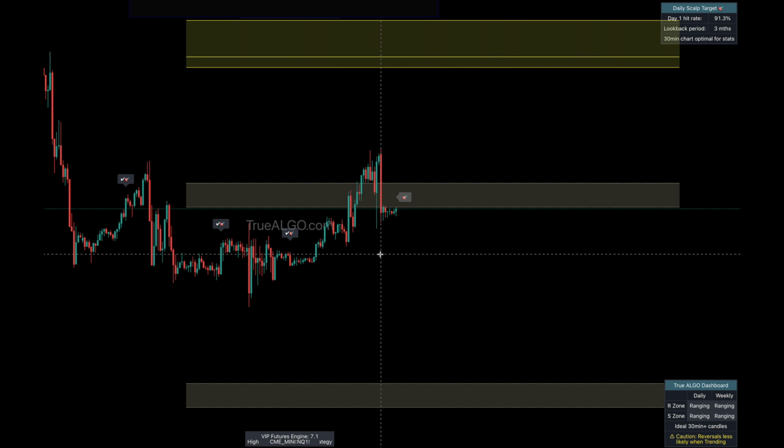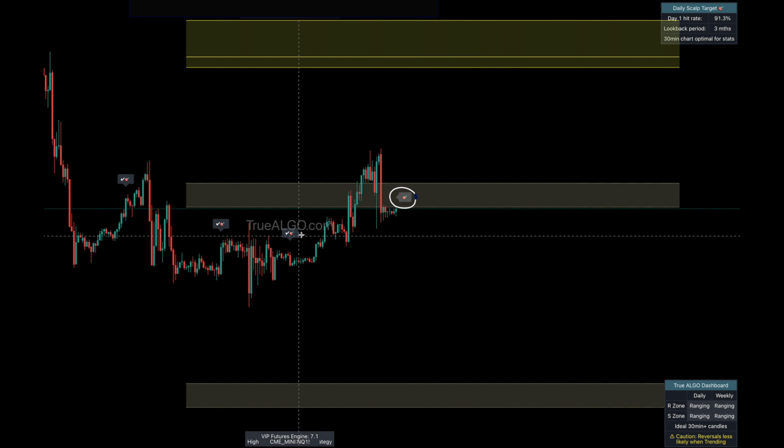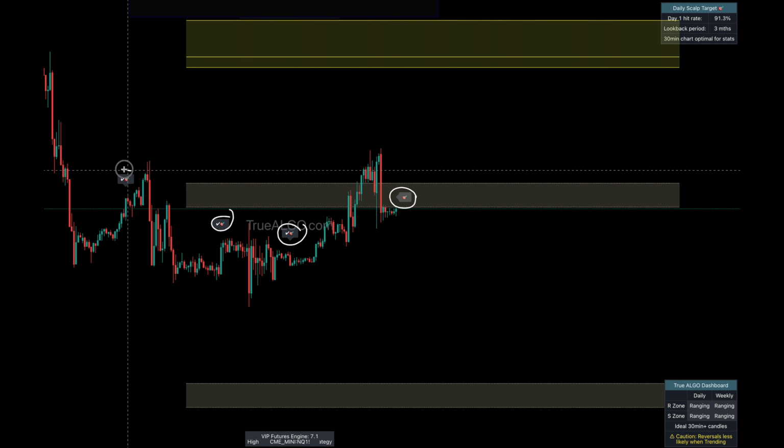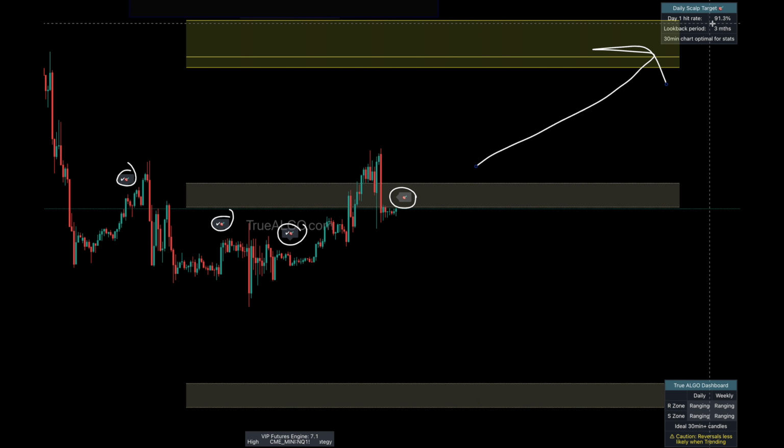This is the FOMC strategy you wish you knew ahead of time. This is the Truealgo indicator. These circles are our daily scalp targets. If you look up to the top right, you'll see right now we have a 91% chance to clear that scalp target when it prints over a 3-month period, and it will hit that first day 91% of the time.